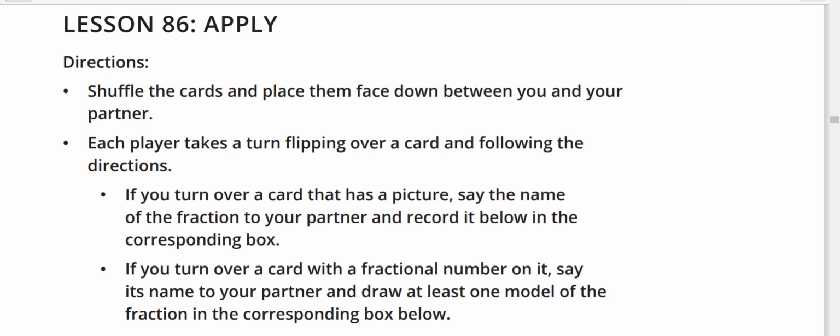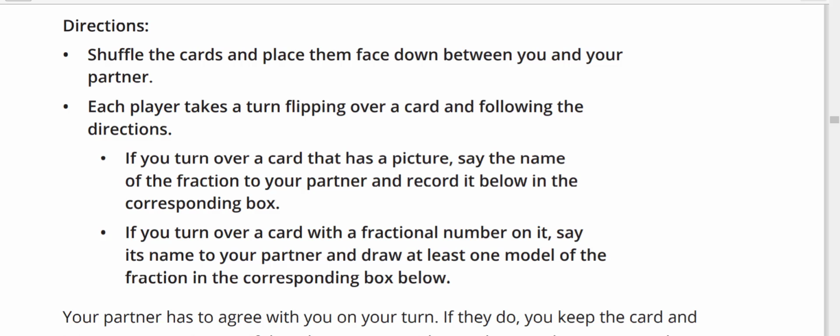Okay, this is the fraction 2/3. Open your book, page 89. Shuffle the cards and place them face down between you and your partner. Each player takes a turn flipping over a card and following the directions. If you turn over a card that has a picture, say the name of the fraction to your partner and record it below in the corresponding box.